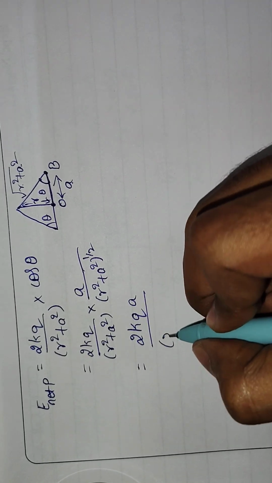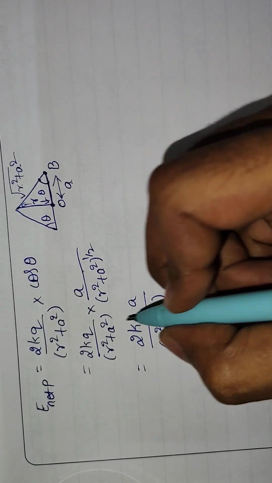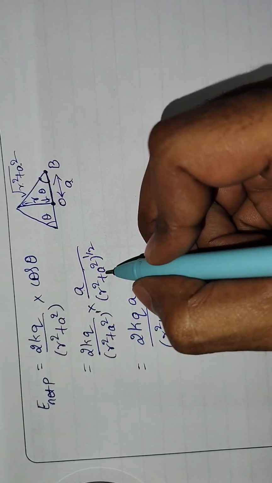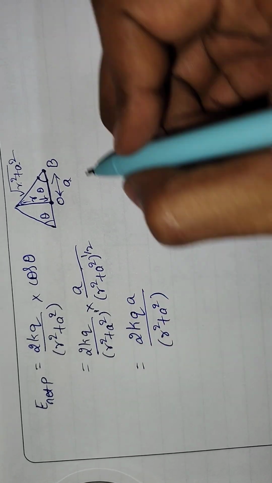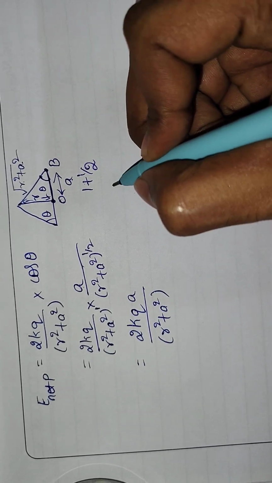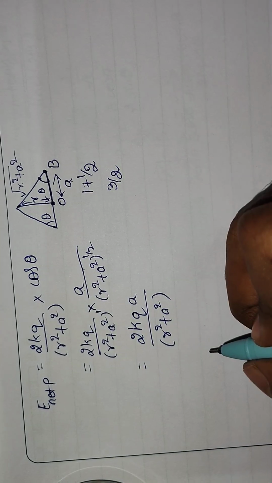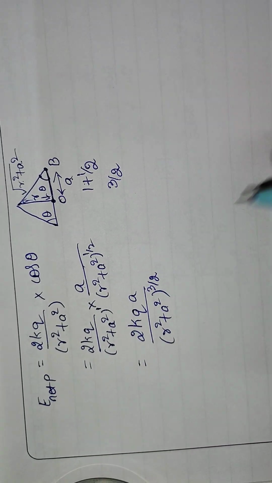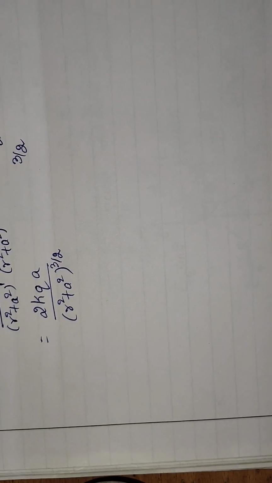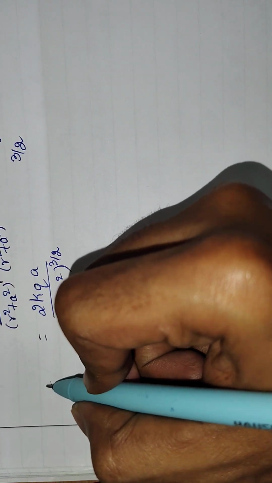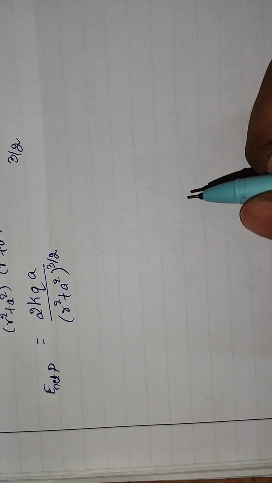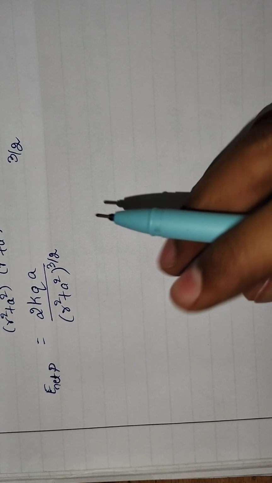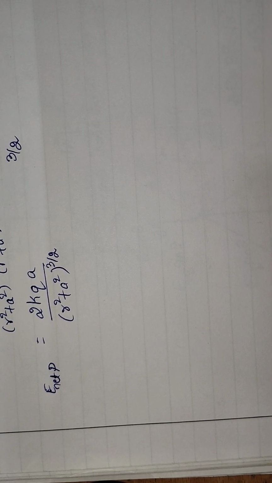2KQA divided by R square plus A square. Here you have power 1 in the denominator and power 1 by 2. Okay, bases are the same. A power m into A power n is A power m plus n. So 1 plus 1 by 2, you will get 3 by 2. So I will directly write it as 3 by 2. So this is the magnitude of the net electric field at point P. But I have not dealt with the direction. This just represents the magnitude, right?